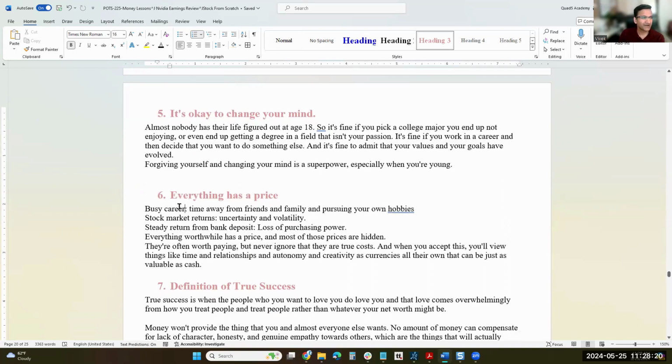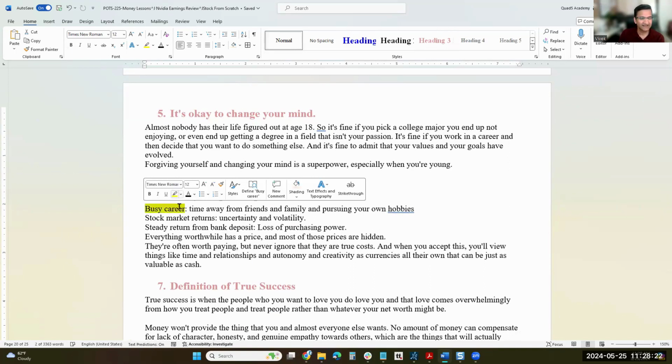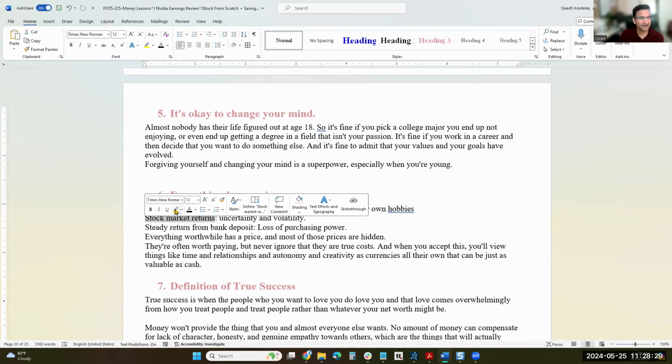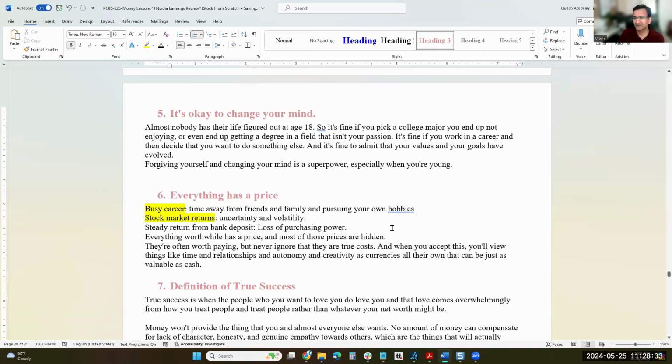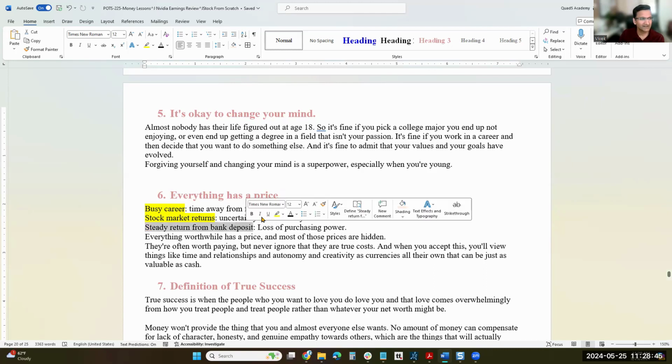Everything has a price. A busy career: the price is time away from friends, family, and pursuing your hobbies. Stock market returns: the price you pay is the uncertainty and volatility. It's easier said than done, going through this volatility. It is stomach-churning volatility. We get 20% drawdowns, 30% drawdowns. Steady return from a bank deposit: what's the price? Loss of purchasing power.